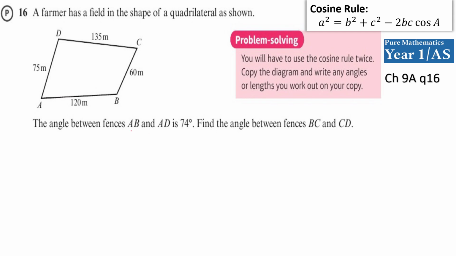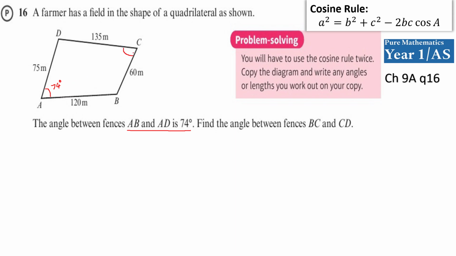So let's read this key bit of information here. AB and AD is 74 degrees. Those are the two fences. So that is AD and that is AB. So this must be 74 degrees. Find the angle between fences BC and BD.